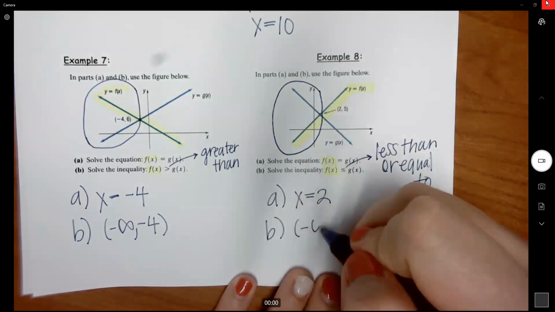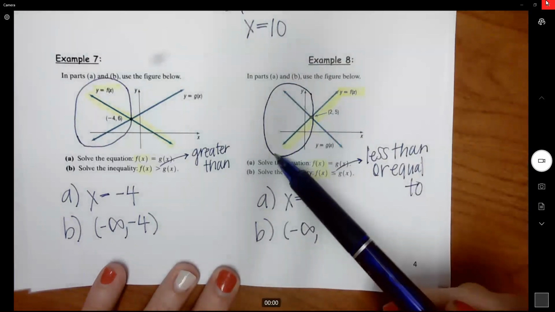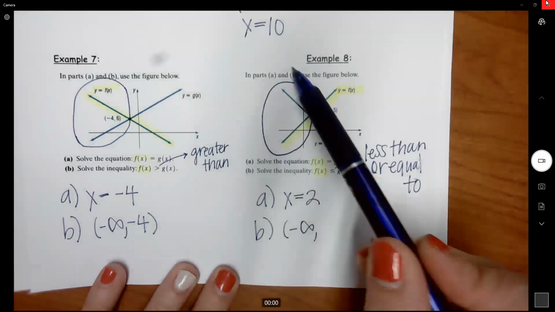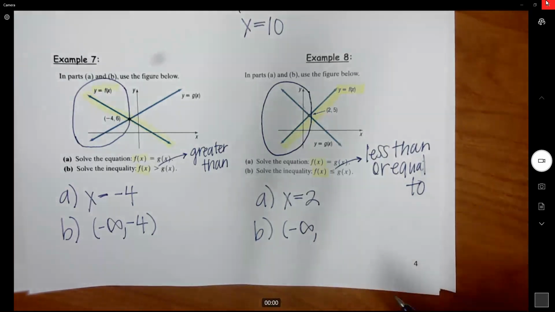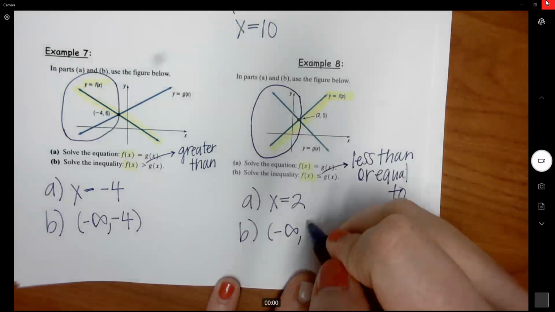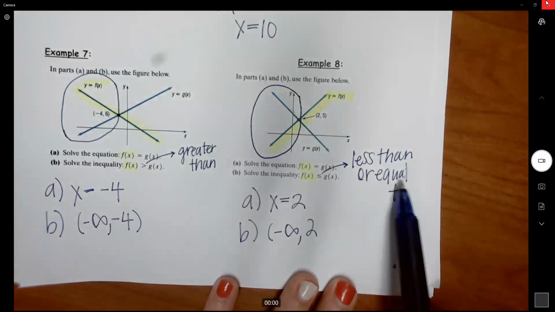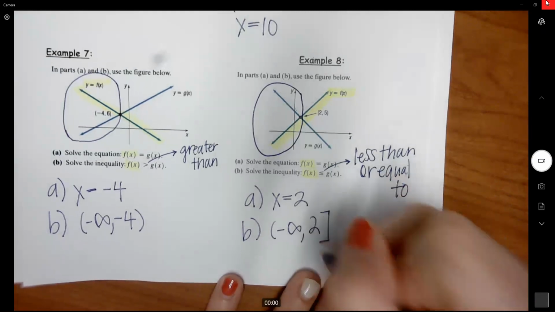So this is -infinity again, because as this line goes up forever and as this line goes down forever, g of x is always going to remain on top of f of x. And then it goes all the way to where they are equal right here at 2. And because it is or equal to, it includes where they're equal. And so this gets a bracket.